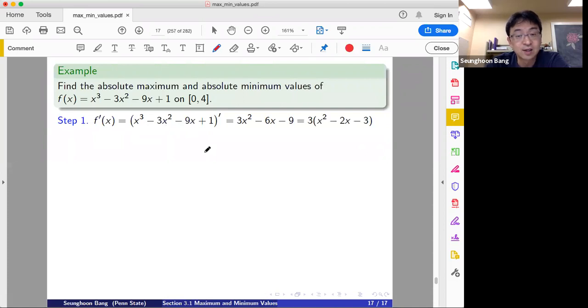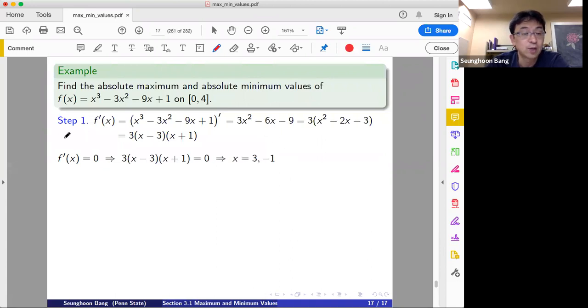Next, factor out 3: 3 times x squared minus 2x minus 3, then factor more: x minus 3 times x plus 1. So you just solve f prime of x equal to 0. 3 times x minus 3 times x plus 1 equals 0. We have 2 answers. X minus 3 equal to 0, we have 3. X plus 1 equal to 0, we have minus 1.